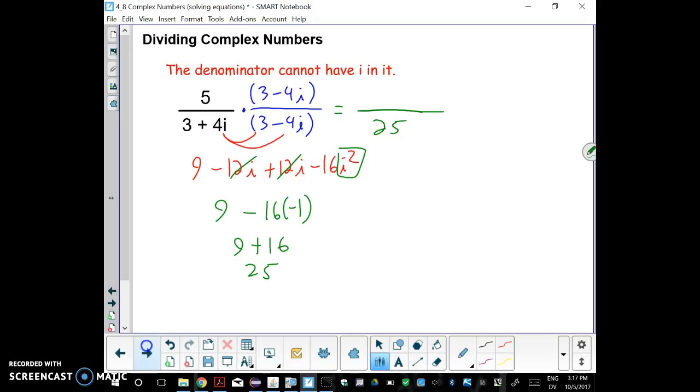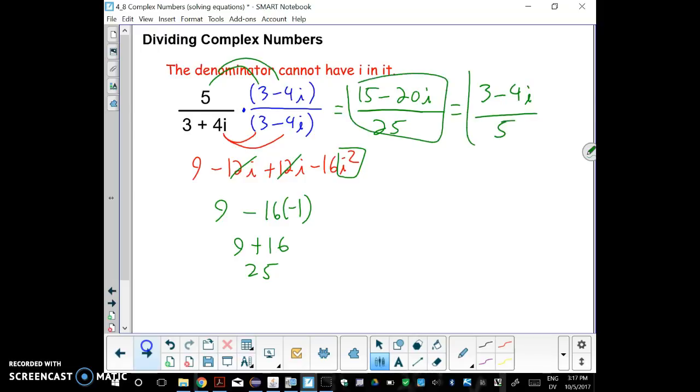Numerator's got a little bit of work to do. So we distribute the 5, and we get 15, and then minus 20i. And that's pretty much it. So we didn't really divide anything here. We just made it so that the denominator no longer had i in it. And technically, again, if you want to clean this up, all of these are divisible by 5. So again, I'm not super worried if you don't get this last step. Really, either one of these answers is okay.